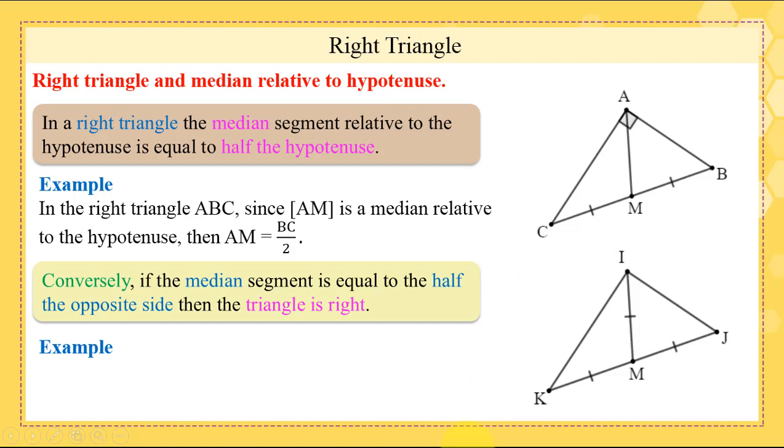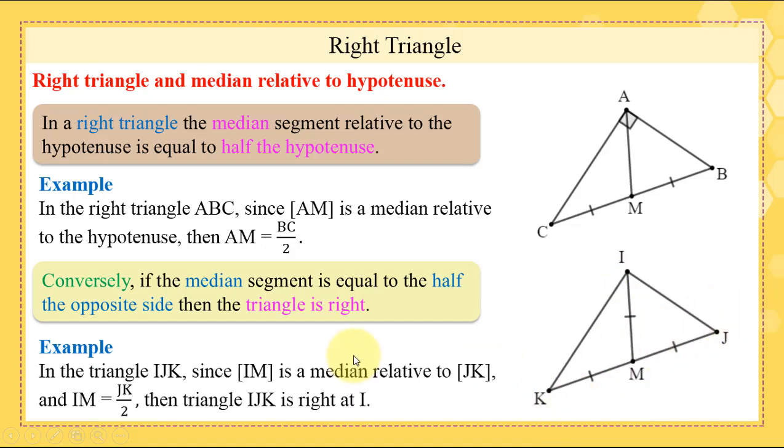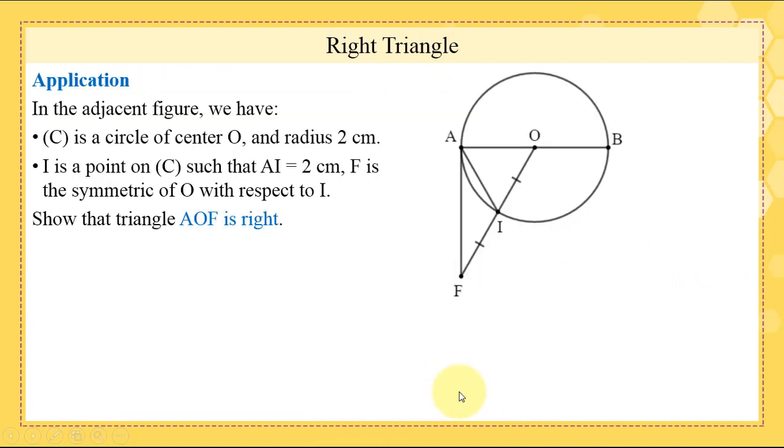Example, triangle IKJ, given IM is median relative to KJ, and also given that IM is equal to KM equal to MJ, this means IM is equal to KJ over 2. So triangle KIJ will be right at I. This is an application. Please try to solve it alone. Pause the video, take your time to solve it, then come to see the solution.